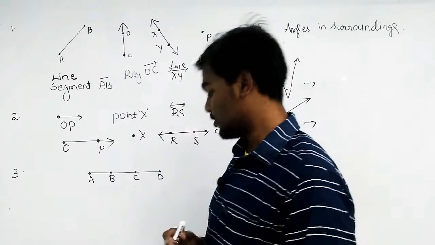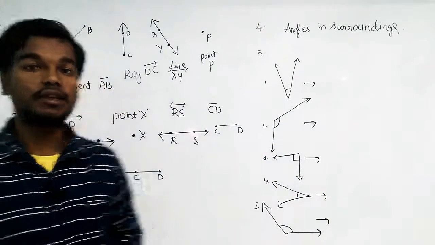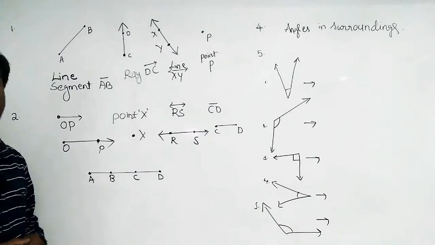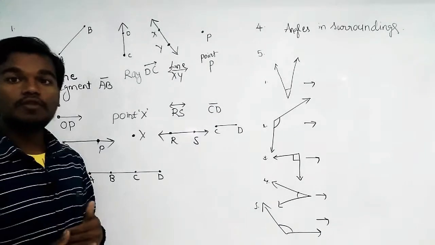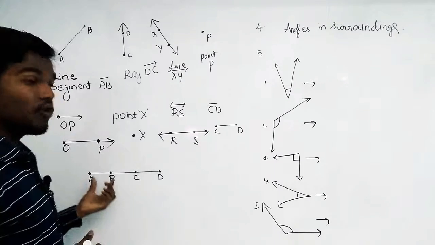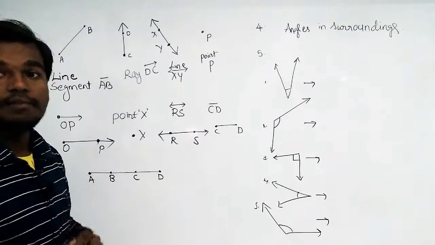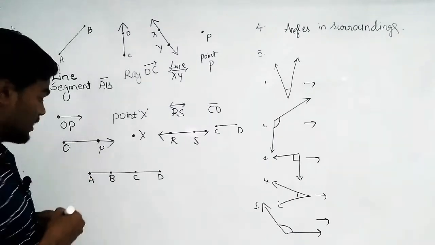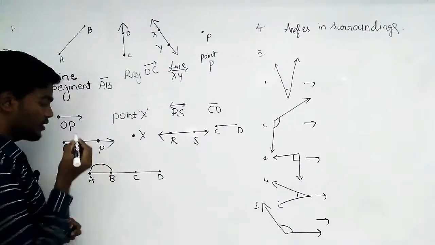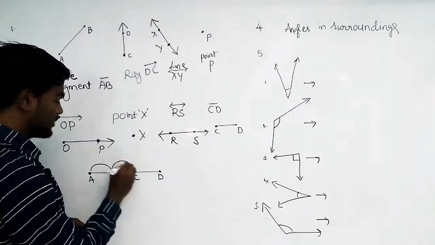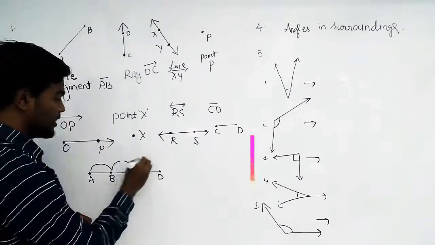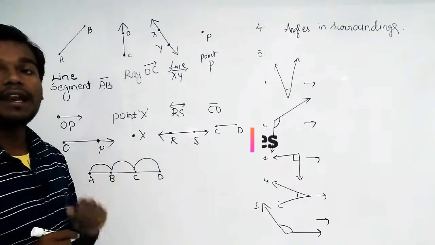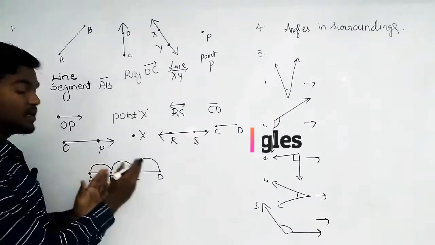And in the third question, what are the possible line segments? For this type of question, we always need to start with the smaller ones and go to the bigger ones. The smaller line segments are line segment AB, line segment BC and line segment CD. These are the three possibilities with the smaller lengths, and then you go for the next level.